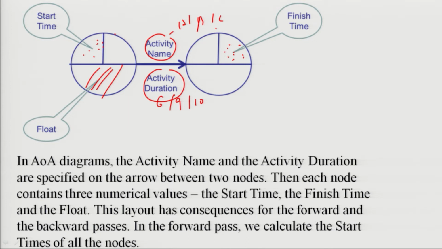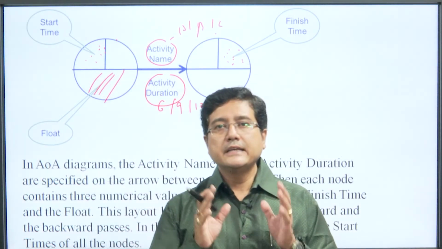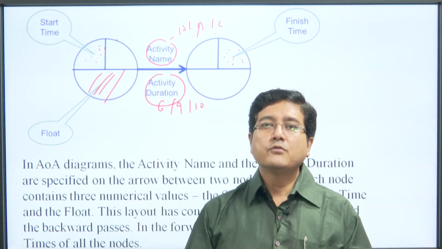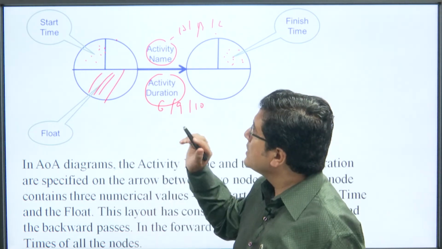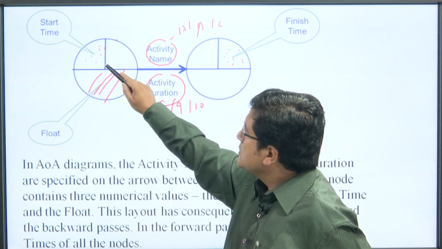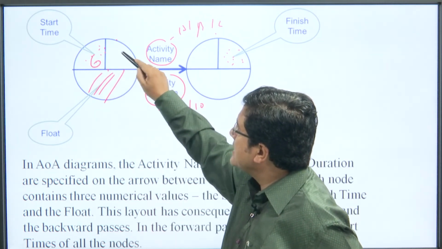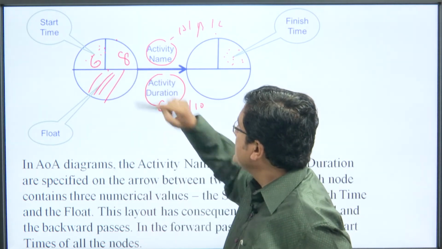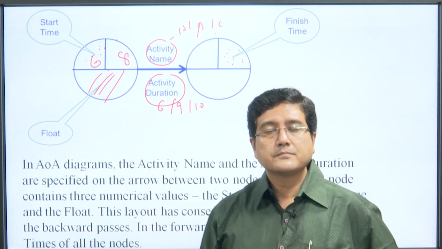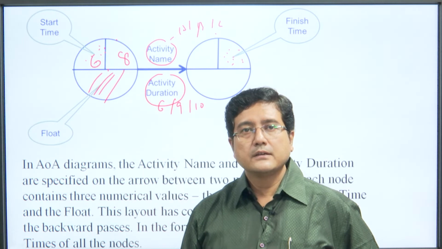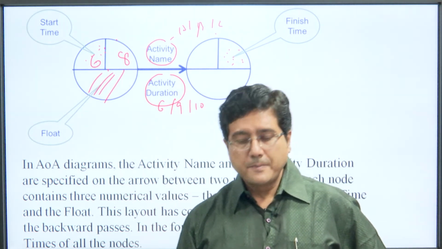Each node contains 3 numerical values: a starting time, a finish time and the floating time. So, if this is the node, its starting time is 6 and its finish time is 8.